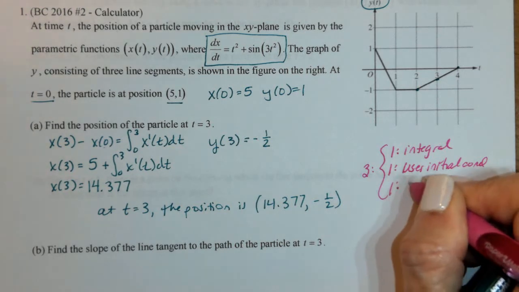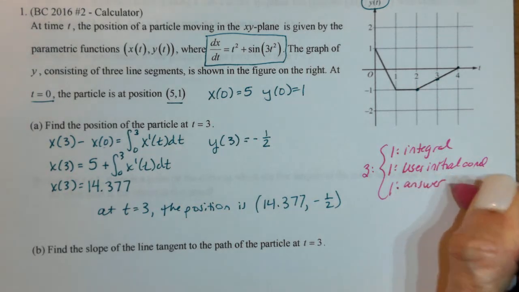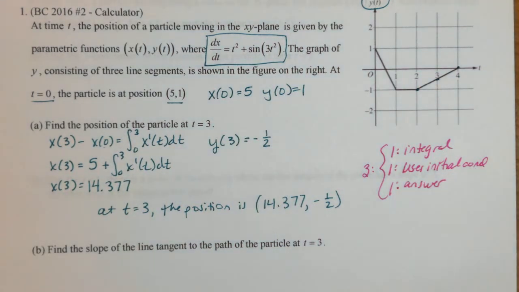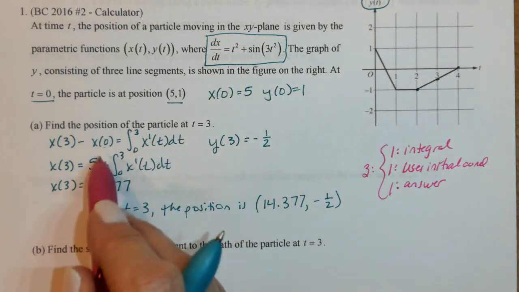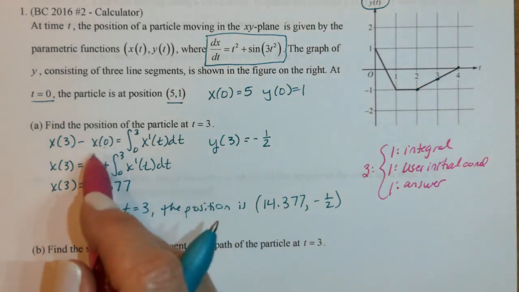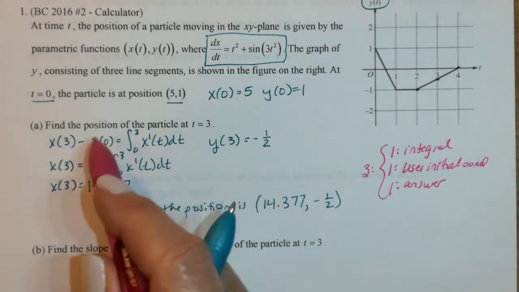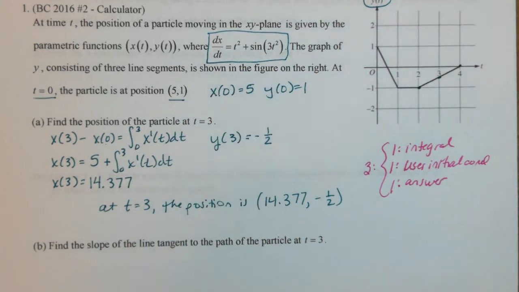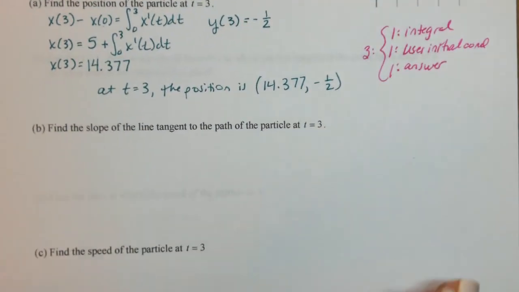And 1 point for the answer. So, integral, initial condition, and the answer. Be sure to set this up. They need to see this. They need to see it. So, show them your work. Communicate what you're doing. It's part of the challenge.